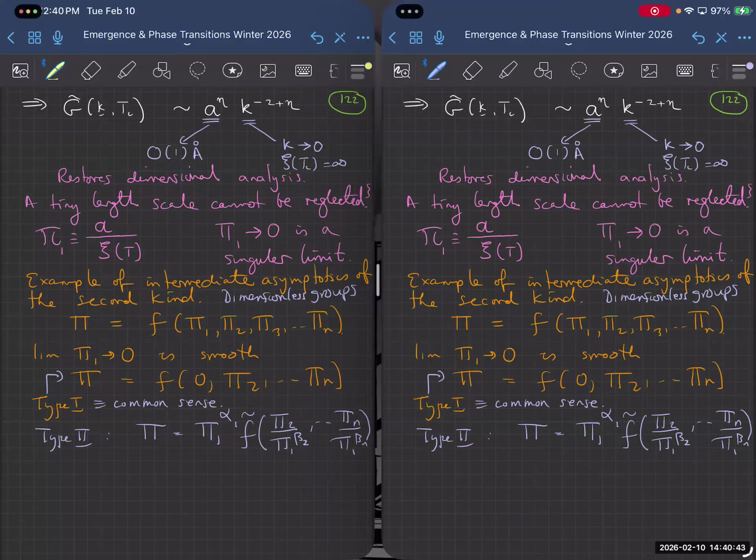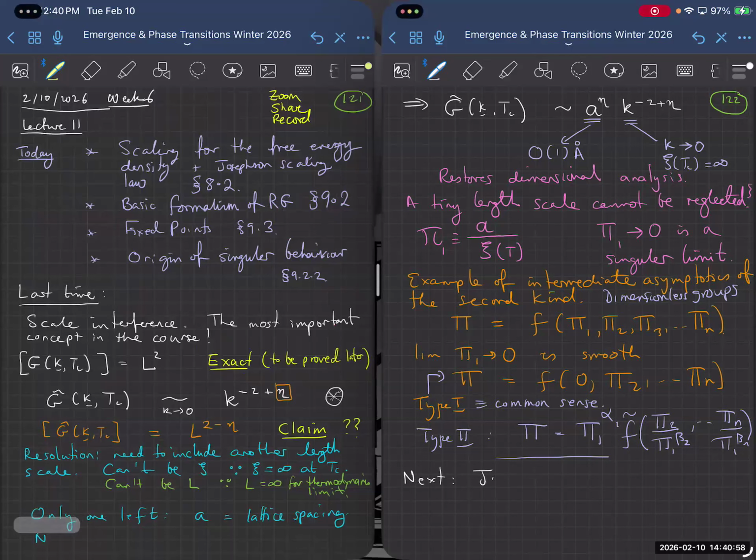Okay, so now I want to talk about a final scaling law. So the next thing I want to talk about is the Josephson scaling law. So what we are going to do today is I'm going to tell you about a scaling law for the free energy density and derive what's called the Josephson scaling law. That's in section 8.2 of my book. The basic formalism of the renormalization group will be the main thing that we're going to focus on in today's lecture. Today's lecture is going to be one of the driest lectures.